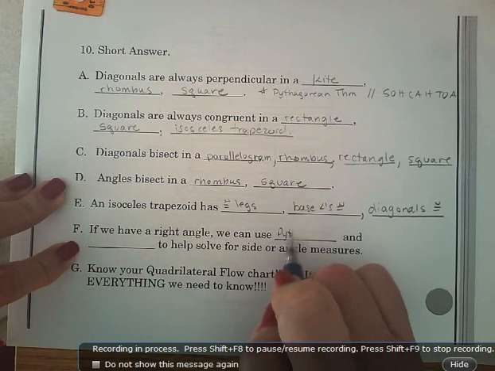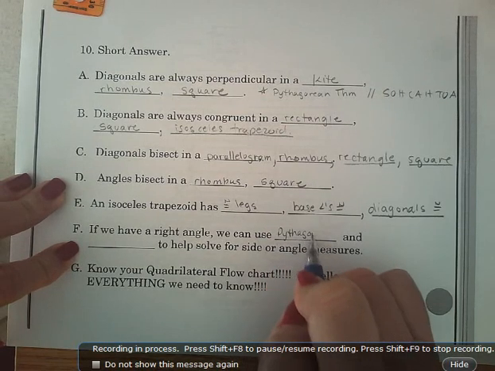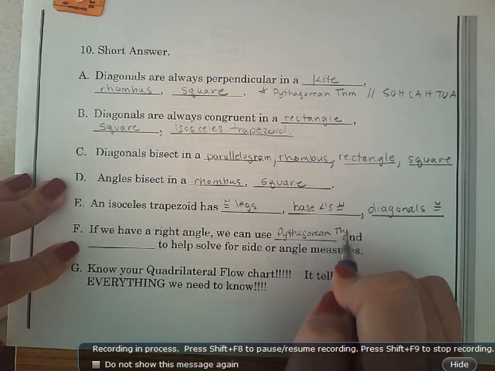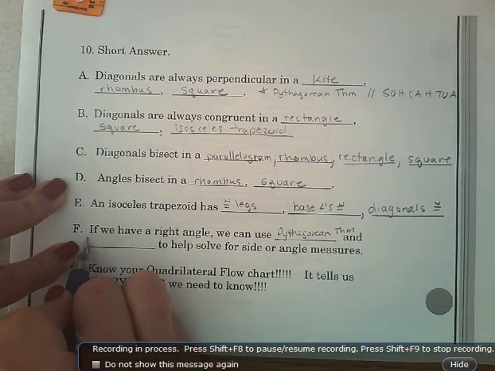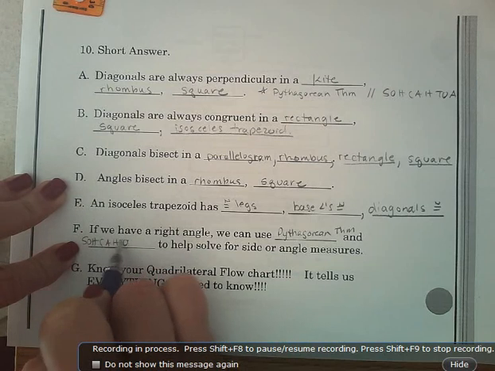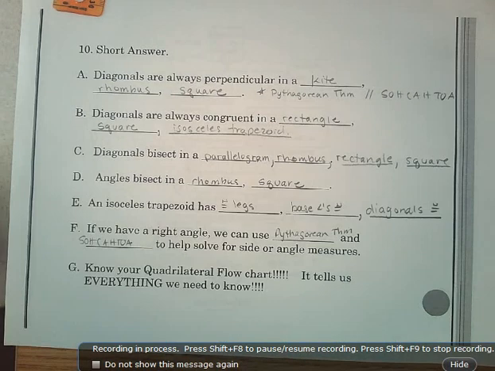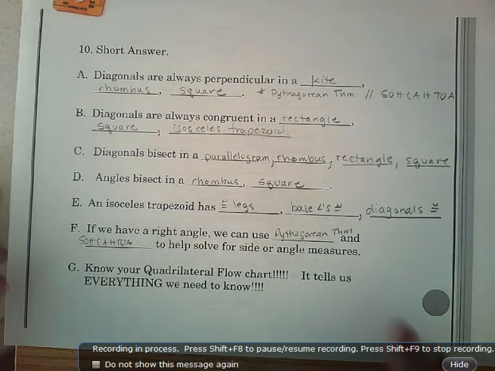A parallelogram is sometimes a square. It's a square when it has 4 right angles or the diagonals are perpendicular. Diagonals bisect the angle. That's when a parallelogram becomes a square. So it's sometimes.